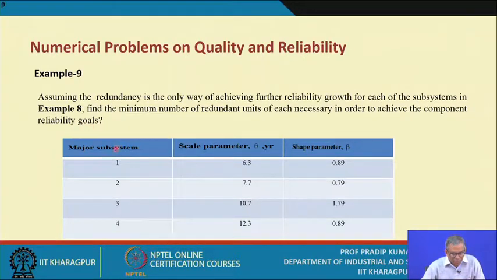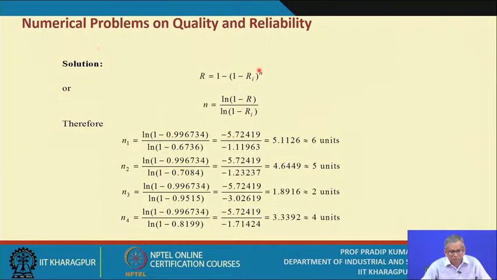So the major subsystems are these. Again, I am telling you the scale parameters, which is very important, and similarly the same parameters, so these values remain the same. So what is the solution? The solution is this. This is a parallel system, with n components in parallel, and so the value of n will be this one.